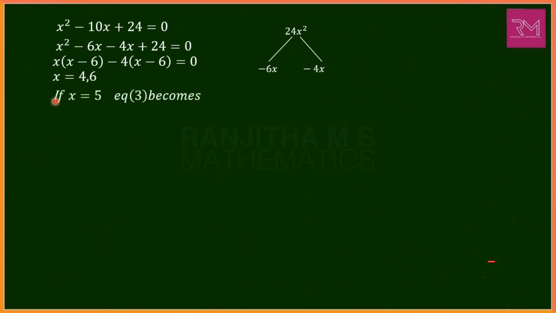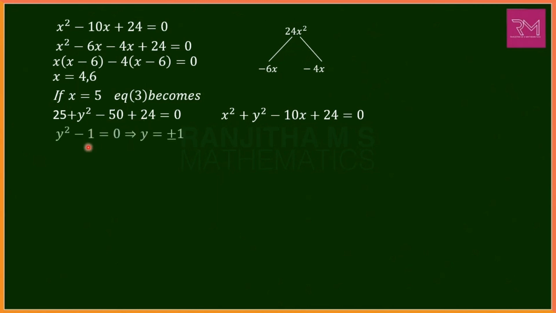In the similar way, if we substitute x value as 5 in equation number 3, here equation number 3 is x square plus y square minus 10x plus 24 is equal to 0. Substitute x value as 5 here, we get 5 square is 25 plus y square as it is, minus 10 into 5 is 50 plus 24, which is equal to 0. Here 25 plus 24 is 49 minus 50. Hence we get y square minus 1, which is equal to 0. Hence we get y value as plus or minus 1.